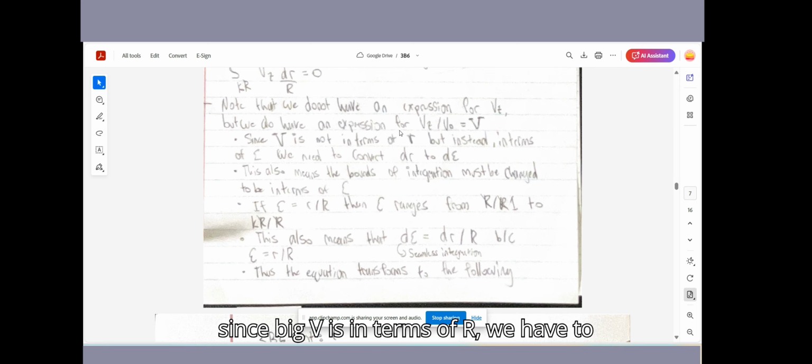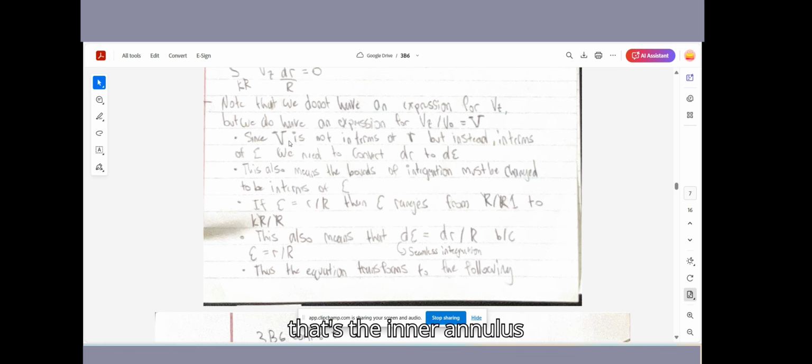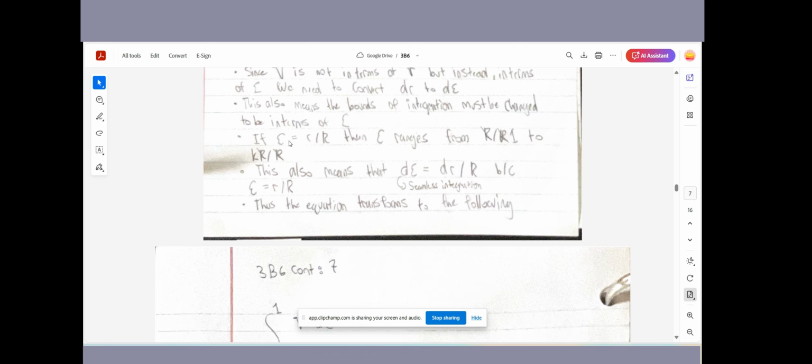Since big V is in terms of R, we have to use epsilon. Again, that's because the problem answer was in terms of epsilon, so that's why we're using epsilon. If epsilon equals little r over big R, then epsilon ranges from R over R, which is the larger value 1, to kR over R, or k, which is the smaller value, and that's the inner annulus radial value.